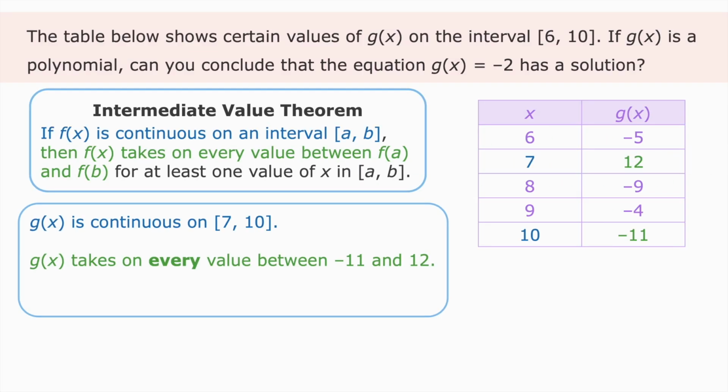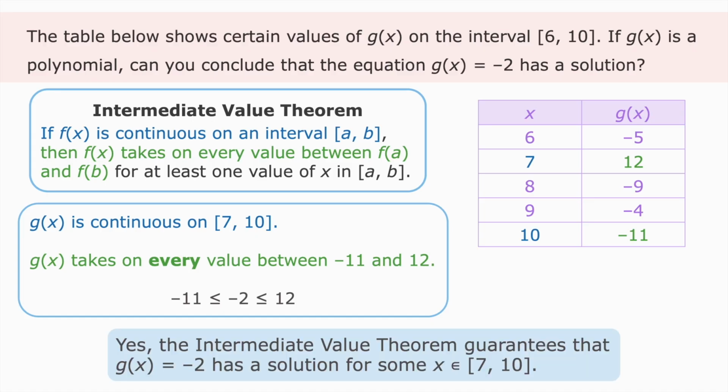So we know that g of x will take on every y value from negative 11 to 12 on the interval from 7 to 10. The value we're wondering about, negative 2, is between negative 11 and 12. So the intermediate value theorem does guarantee that g of x equals negative 2 has a solution for some x value between 7 and 10. Great work on these examples.